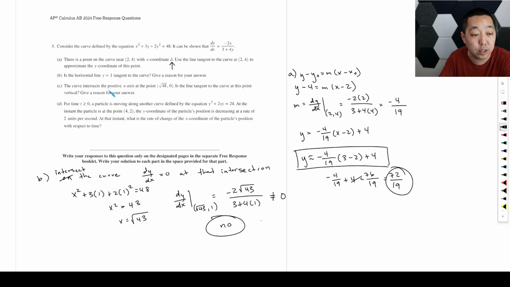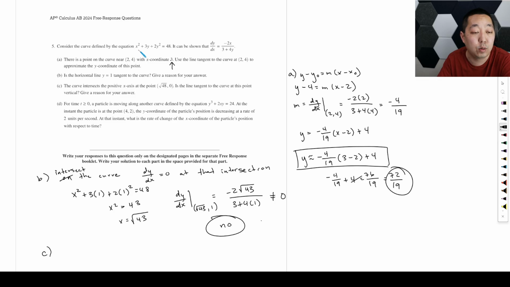It intersects the curve. Okay, it intersects it at this point, but the slope is definitely not 0 at that point. So another way you could do this, by the way, is you could say, well, it only has horizontal tangent lines when x is 0.